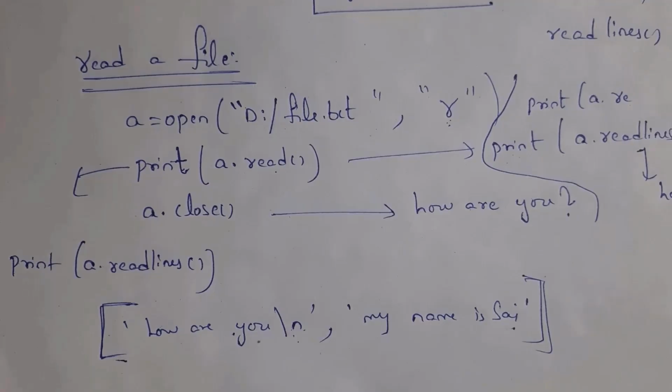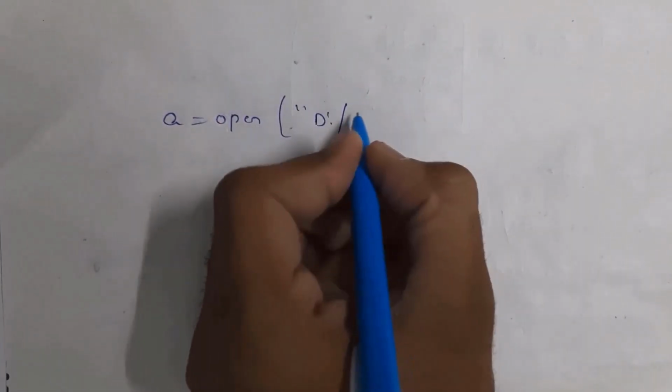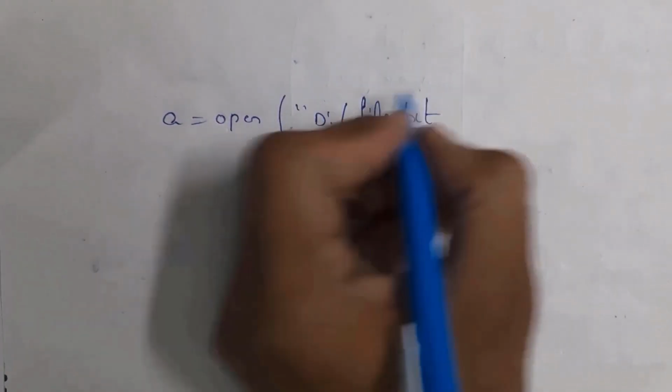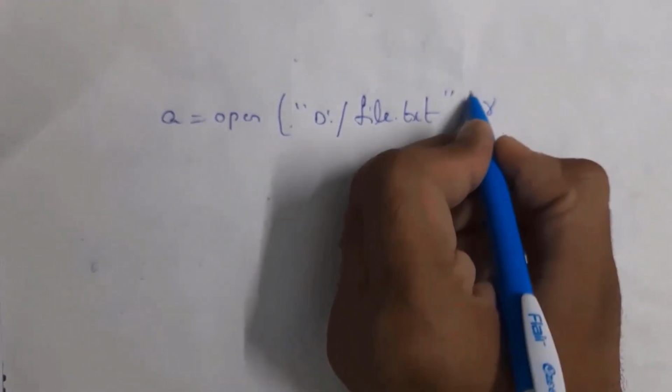You can achieve it by using a for loop. Same program. Just write here a equal to open. My file is present in local disk D with name file.txt. So take this in quotations, comma. I want to read the file, so open this file in read mode.